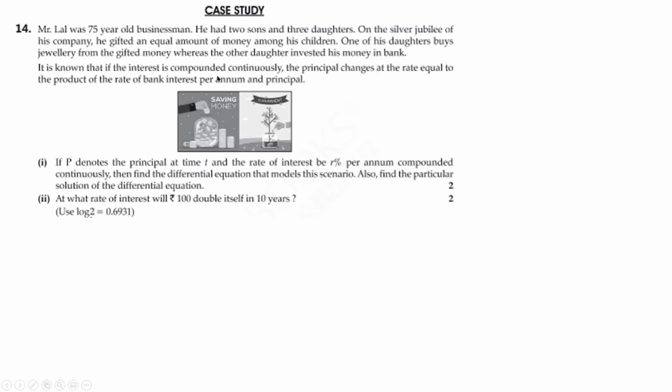If P denotes the principal at time t and rate of interest be R% per annum, we have to find the differential equation that models this scenario. So here it is given, if the interest is compounded continuously, then principal changes at the rate equal to the product of rate of interest and principal. So here it is given dP by dt is equal to P into R. This is what is given. So using this, let us find the differential equation and the solution.